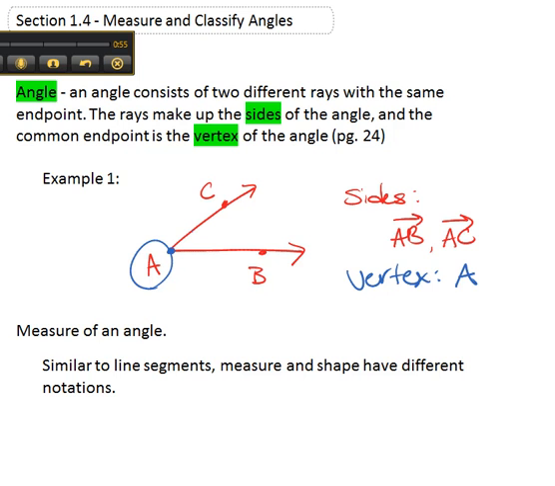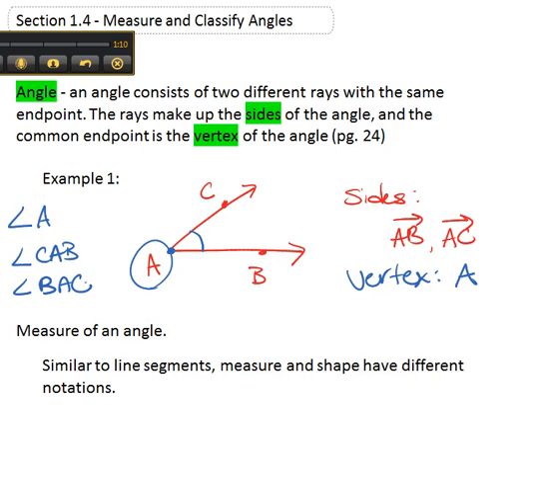And usually, to mark out an angle that we're interested in, we'll draw an arc. And that tells us we're looking at an angle, and we can call this angle A, angle CAB, or angle BAC.